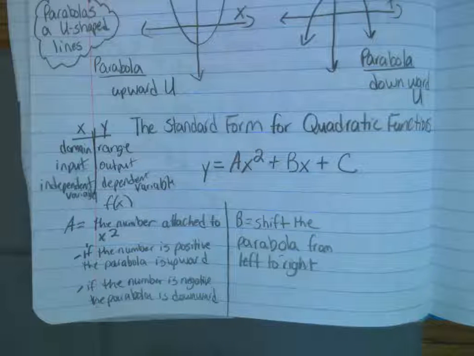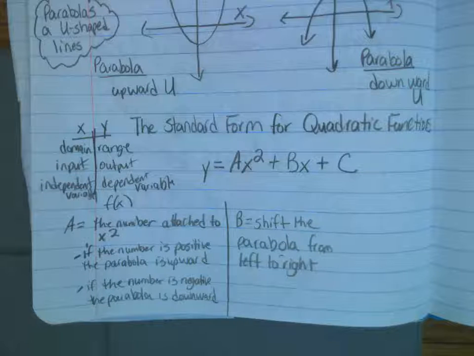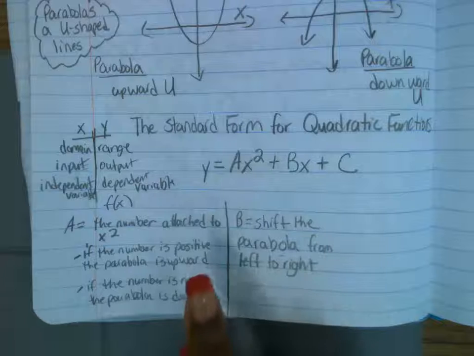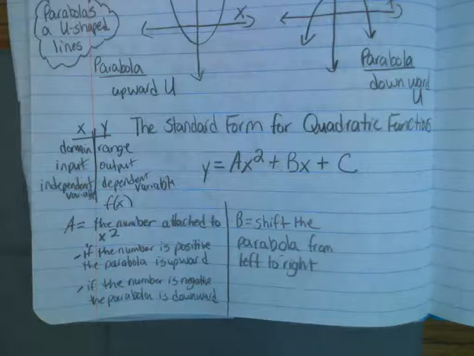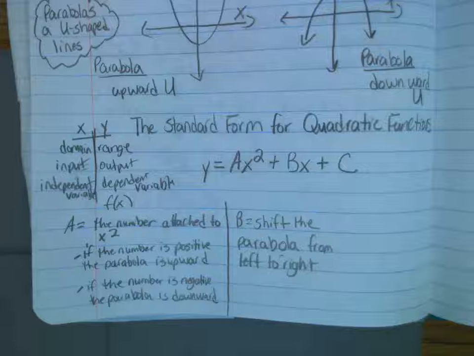Okay. One more thing you'll notice about your a that I didn't write here, it's going to make it go either wider or narrow. It also makes it go wider or narrow. But when you start playing with numbers, you'll see what it'll do. Okay.